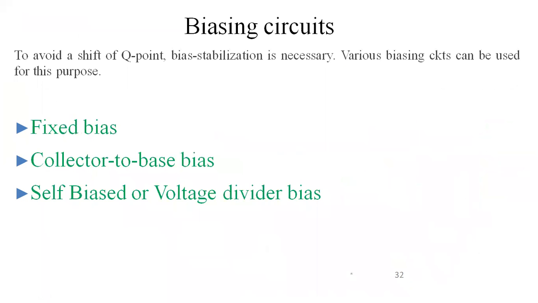We have different types of biasing: fixed bias, collector bias, self bias. That we will see in the next lecture.